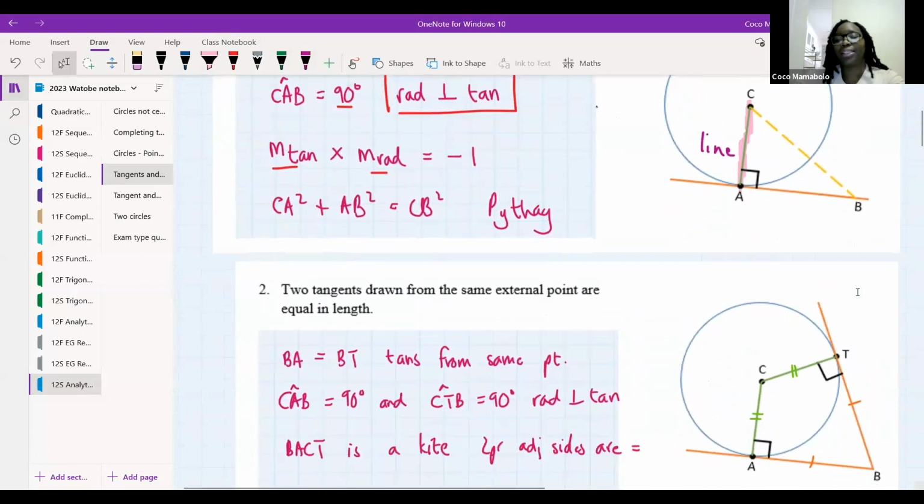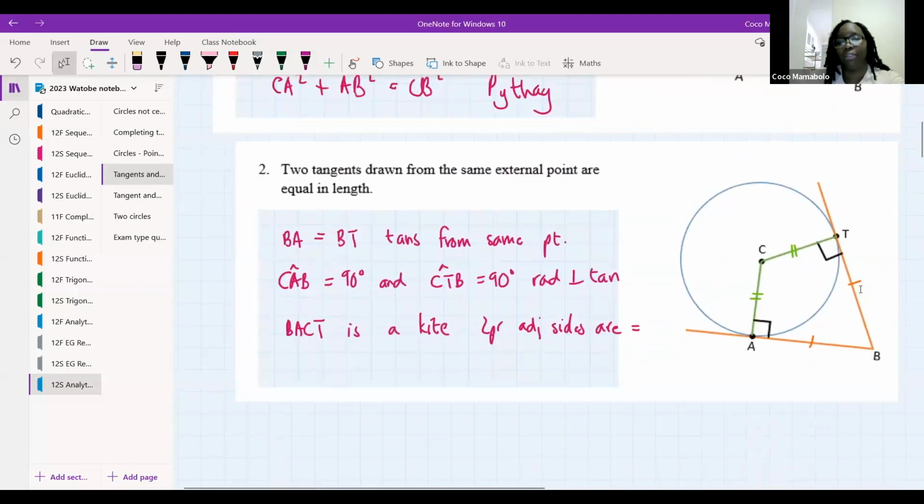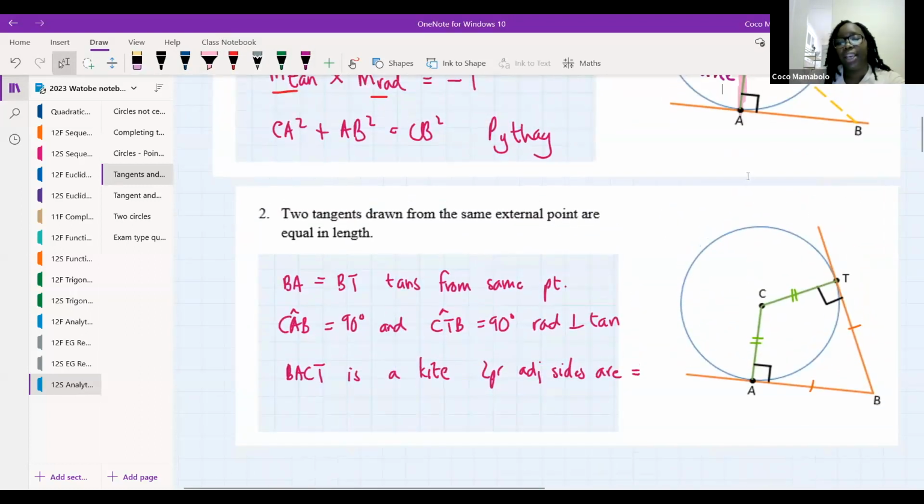Now, this next part that we're going to look at over here comes from a circle geometry theorem that we use. Does anybody remember what theorem this is? If I have this point B over here and it draws the line BT to a tangent, and this draws the line AB to a tangent. Anybody remember in circle geometry what this is called?